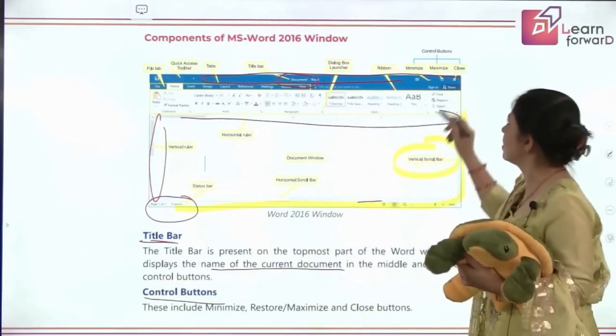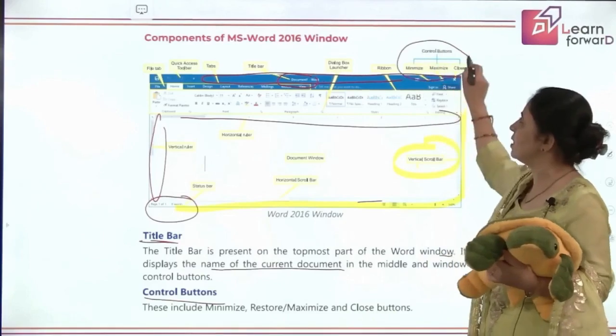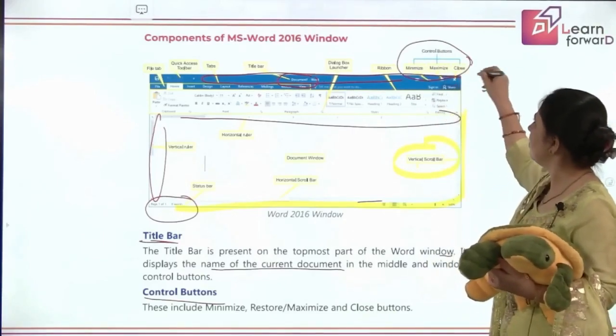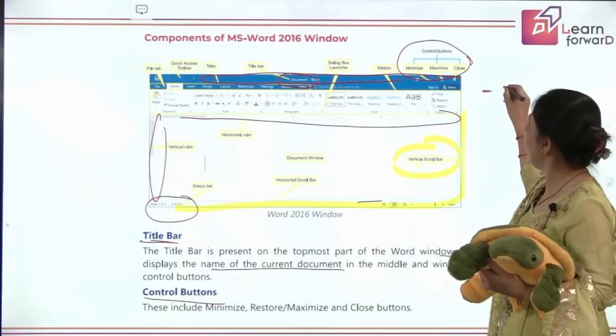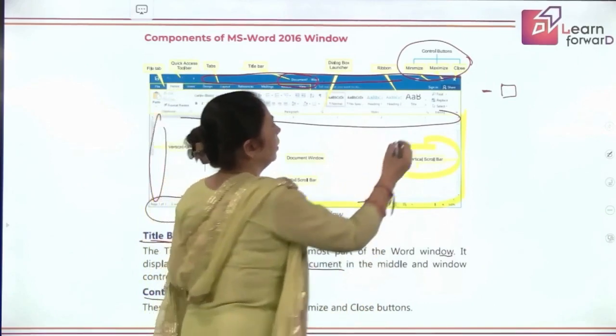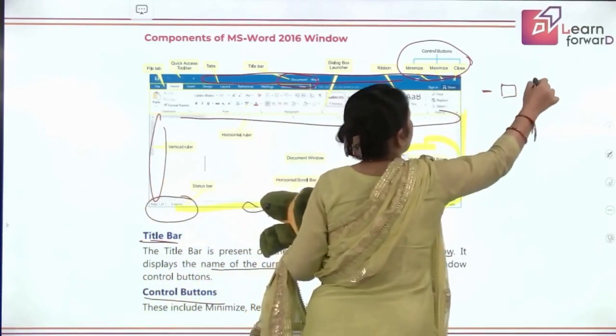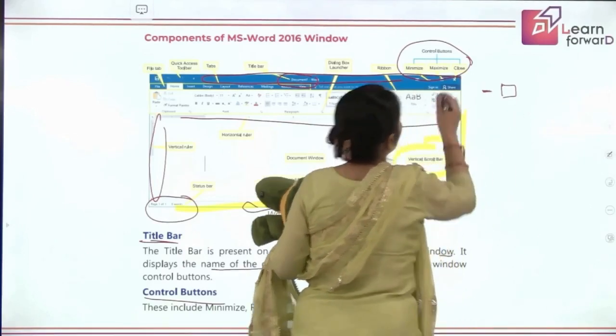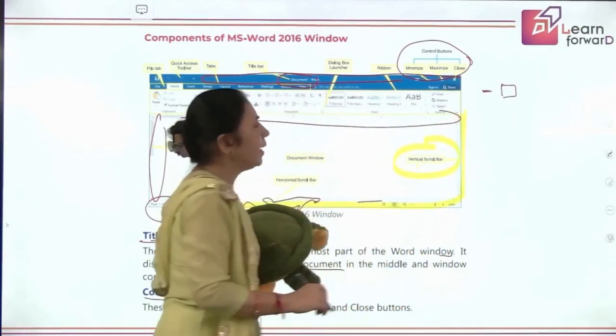Then next, we have control buttons. We have just discussed that here we have these three buttons: minimize, which is represented by a single line, then the maximize button, which comes like this, and the close button, which exists in the form of this close option. So this is the close button, right?